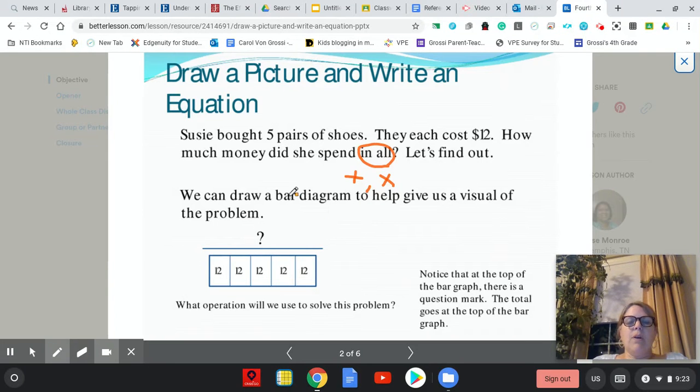So a good place to start is to draw bar diagrams. If bar diagrams don't work for you, any kind of drawing is fine, but bar diagrams are something you will see a lot modeled for you, so it's good to get familiar with those. So we can draw a bar diagram to help give us a visual of the problem. If you're like me, I have to see it in order to understand it.